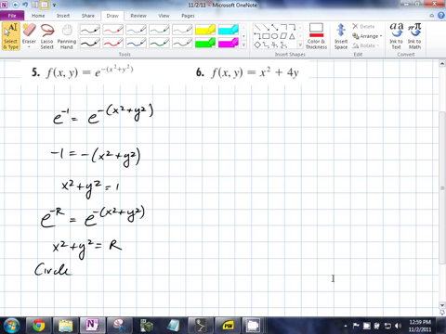Yeah, sure. Circle. It's a dot. Yeah, sure. It's concentric to a point. It's center. Center with radius what? Root r. Root r. Yeah.